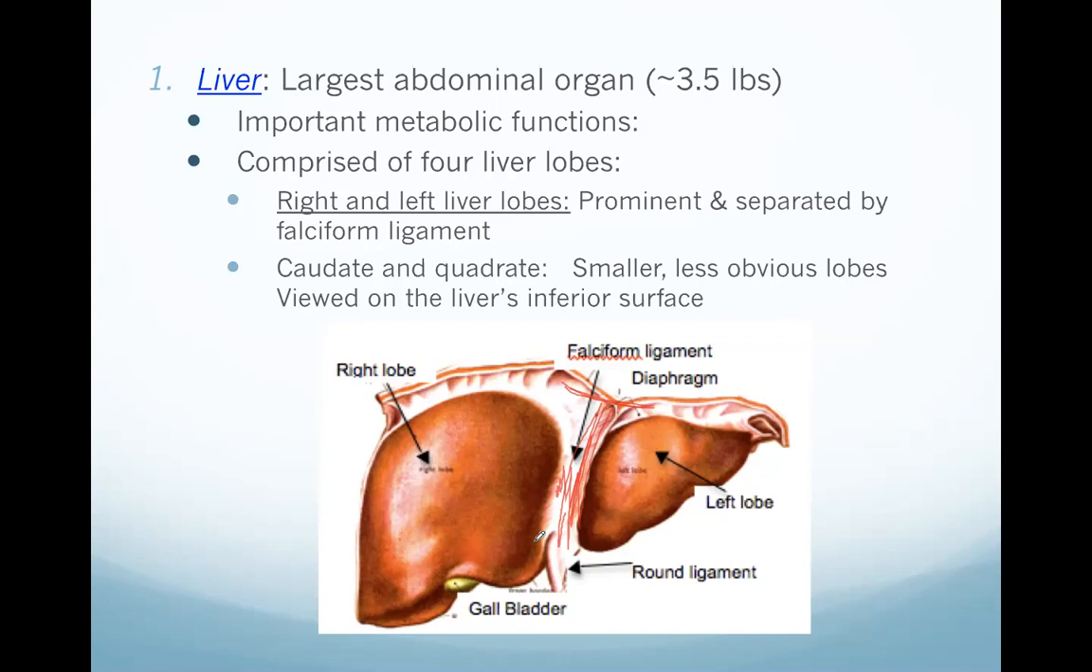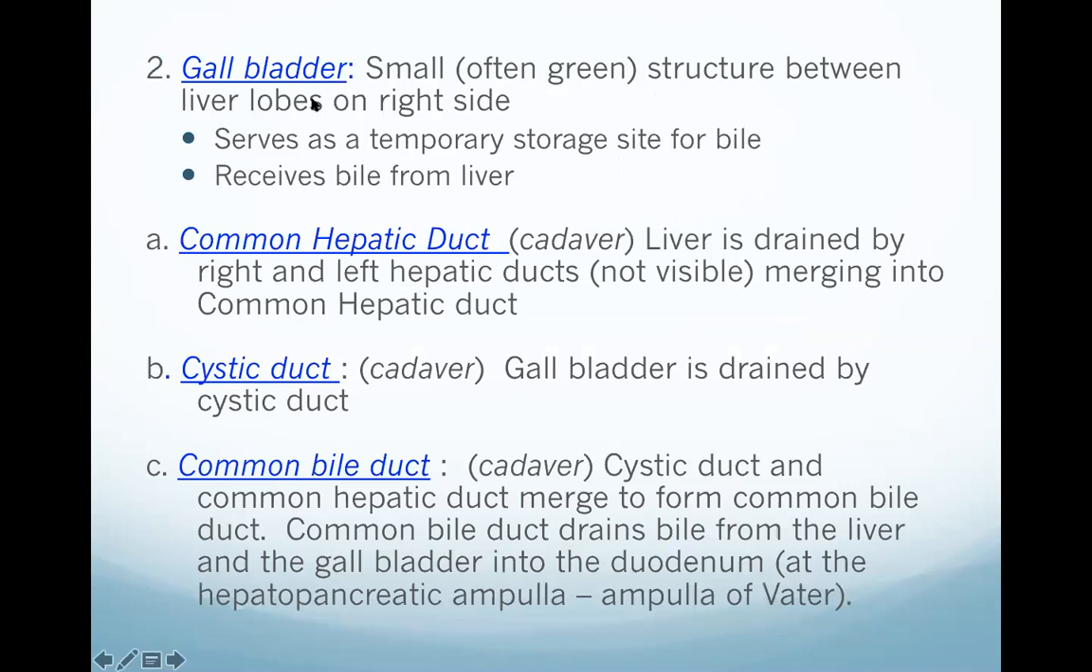So the anatomical differences don't really make much difference in the sense of what the organ is doing physiologically. All right, the gallbladder is an organ that sits just underneath the right liver lobe. It looks green because it's storing bile. Bile is pigmented green. It's actually a breakdown product of hemoglobin.